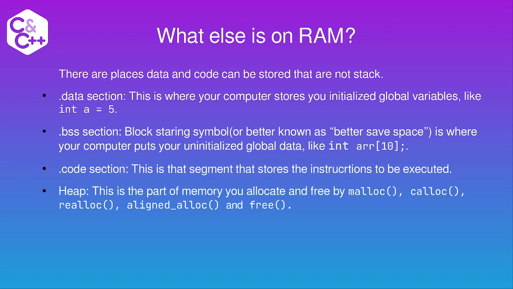that you execute with your program. Basically, when you write some code, it goes into the code section. When you add some variables, they can go into the data section, the BSS section, or the stack, sorry. There is also the heap. This is the part of memory you allocate by hand and free by hand. In C, you use the malloc, calloc, realloc, aligned_alloc, and free functions to allocate and deallocate space in this section.